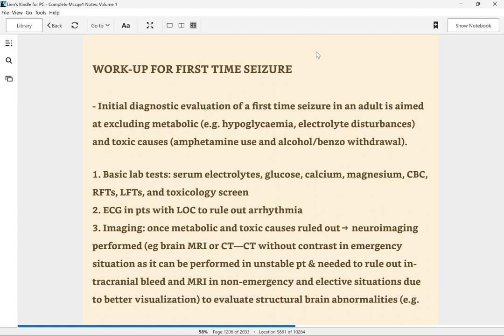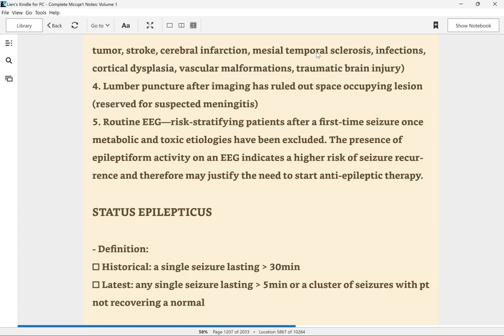3. Imaging. Once metabolic and toxic causes are ruled out, neuroimaging is performed, e.g. brain MRI or CT without contrast in an emergency situation, as it can be performed in an unstable patient and is needed to rule out intracranial bleed, and MRI in non-emergency and elective situations due to better visualization, to evaluate structural brain abnormalities, e.g. tumor, stroke, cerebral infarction, mesial temporal sclerosis, infections, cortical dysplasia, vascular malformations, traumatic brain injury.